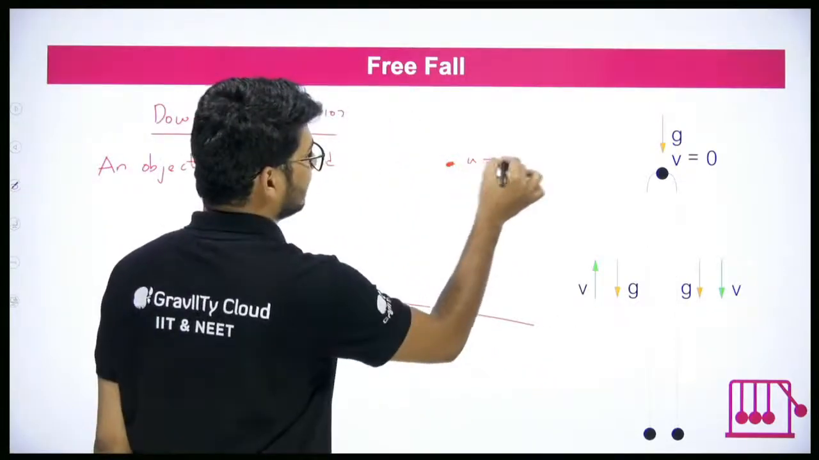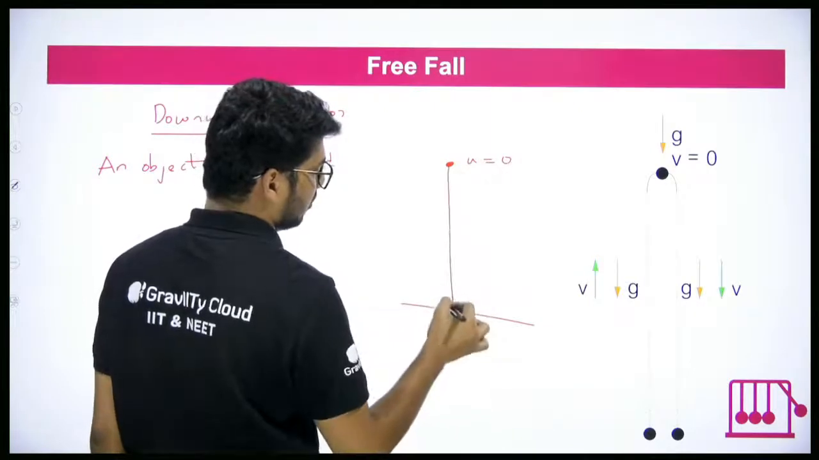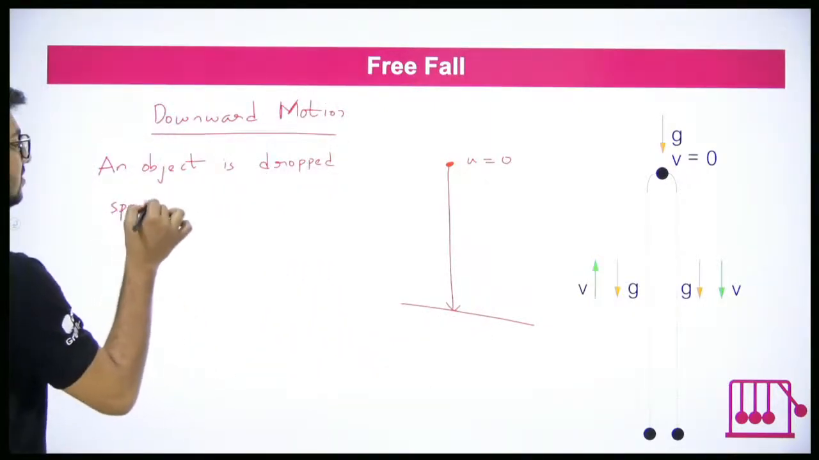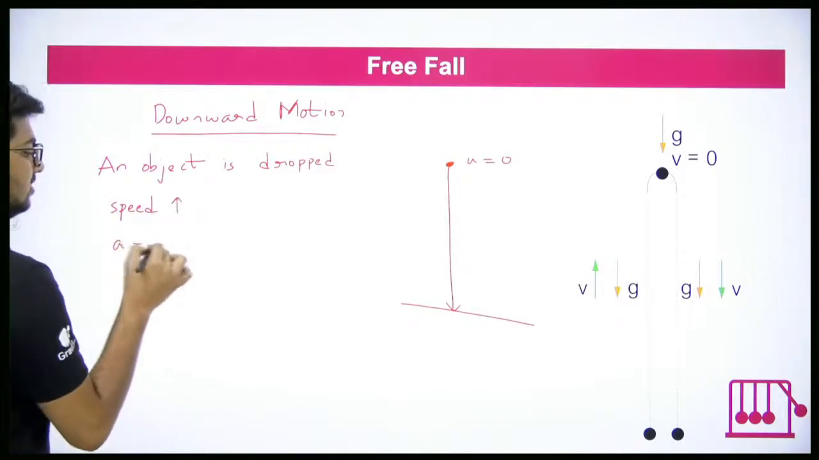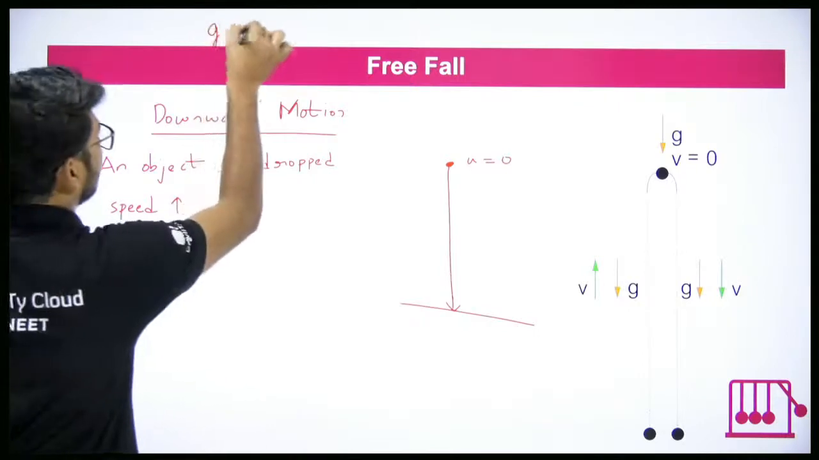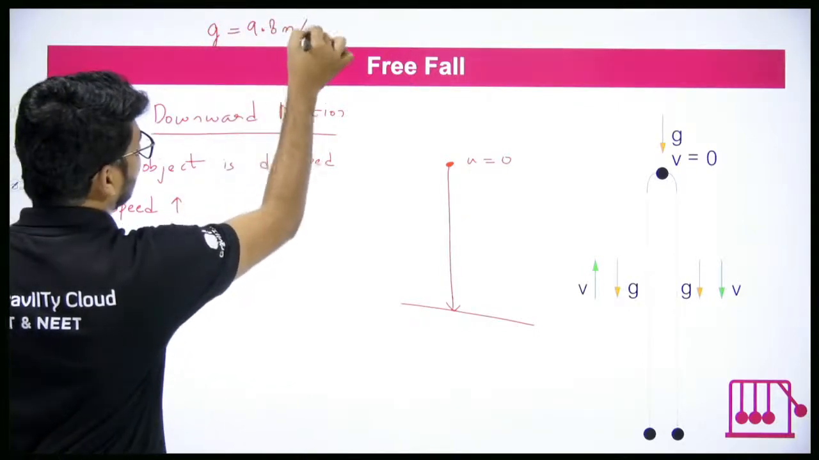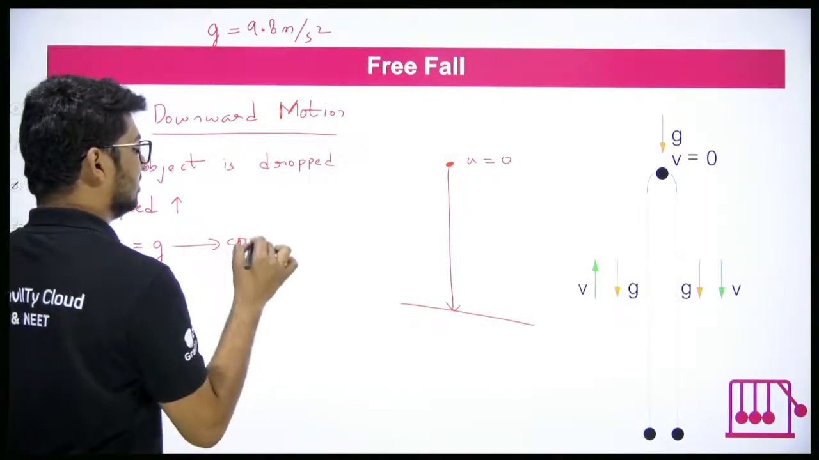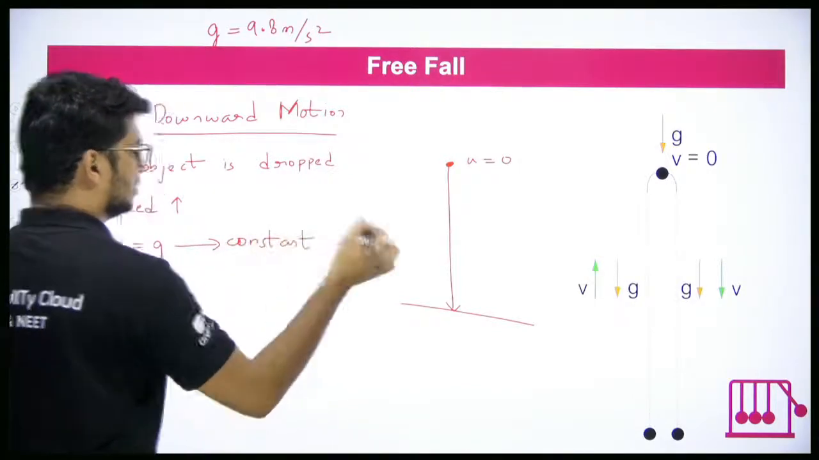Right, here the speed is 0 and it comes down. Its speed will keep on increasing, so speed increases. So acceleration is equal to plus g, positive. And what is g? g is equal to 9.8 meter per second square. Is it constant? Yes, it is constant. So it is uniformly accelerated motion.